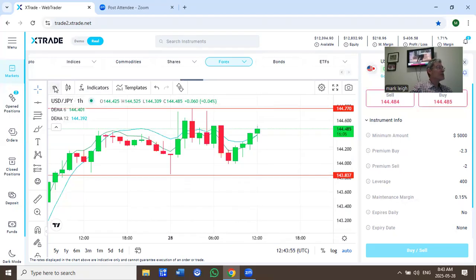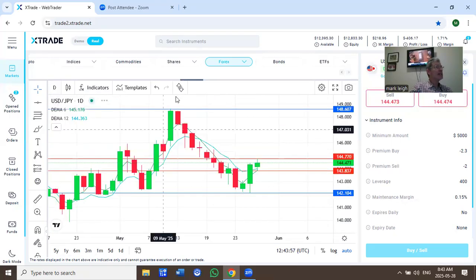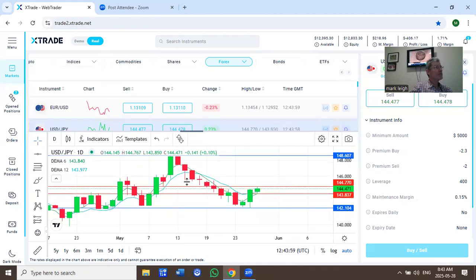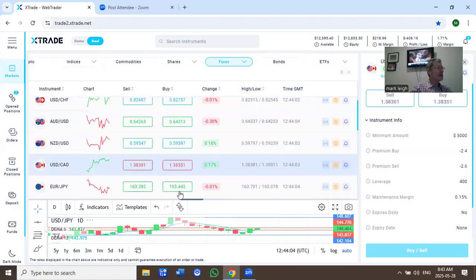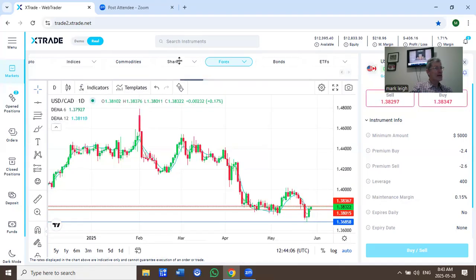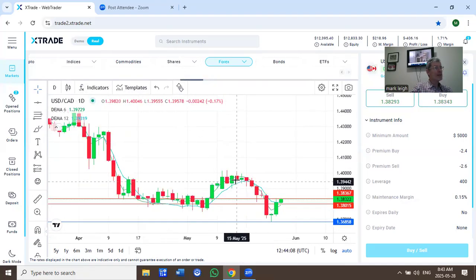perhaps even 145 if we see continued dollar strength through the US session. And the Canadian, and again, similar pattern. There you see the US dollar fighting back.